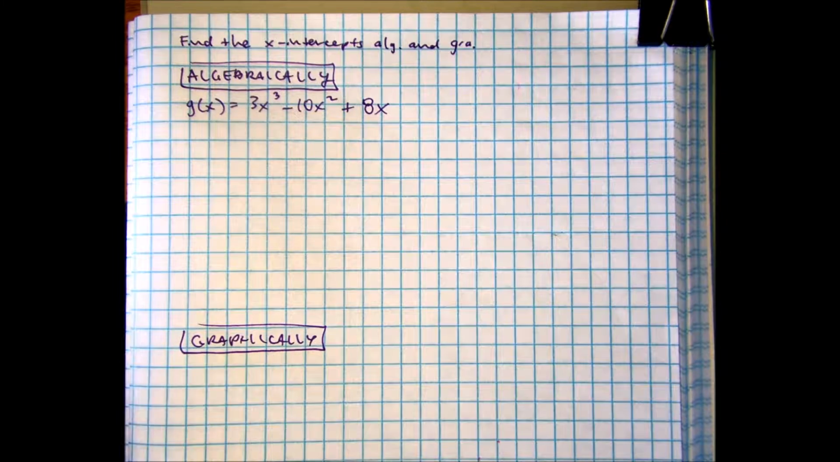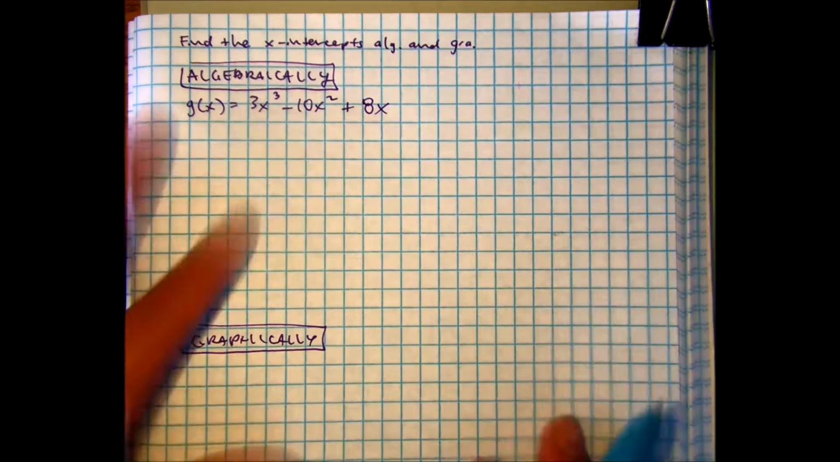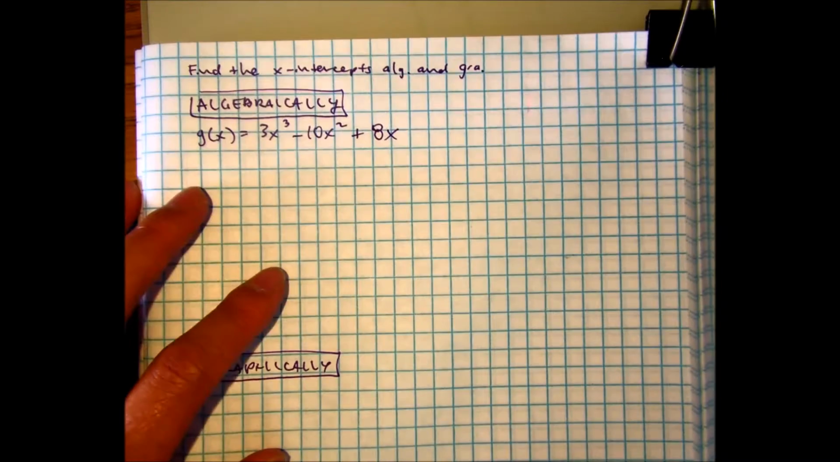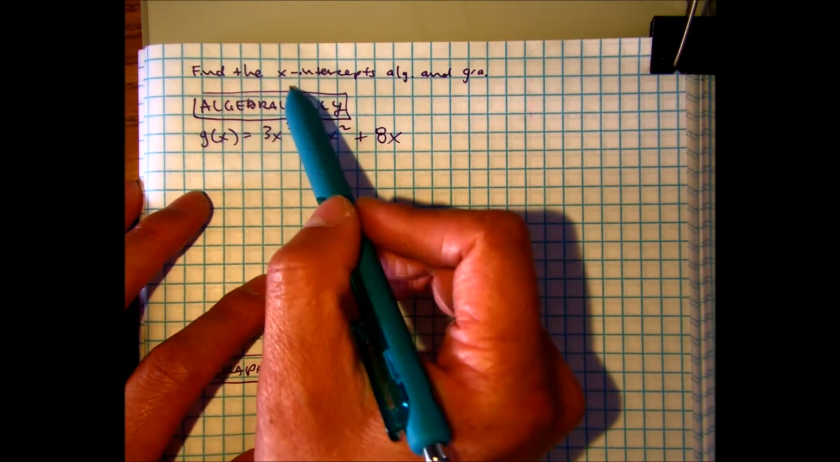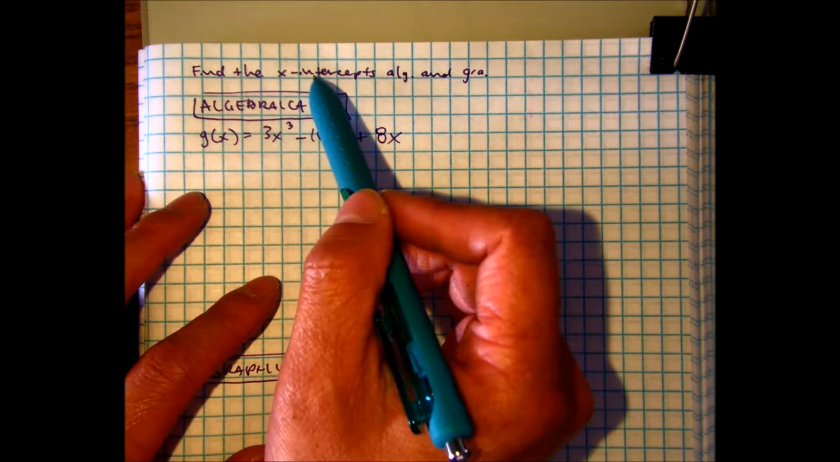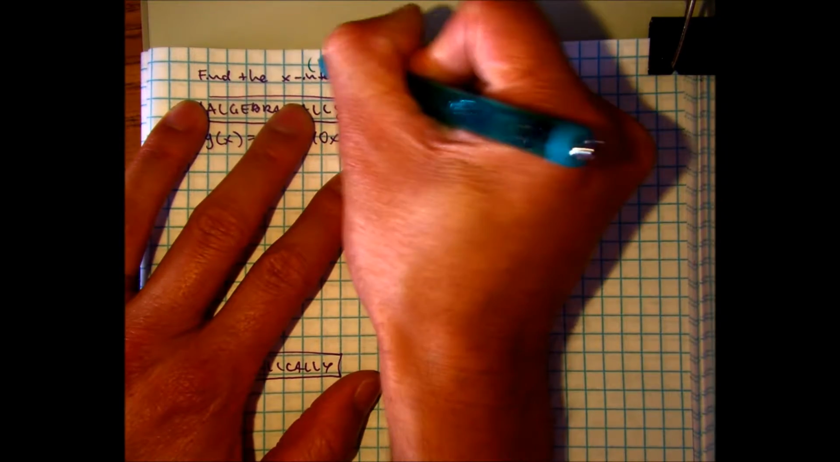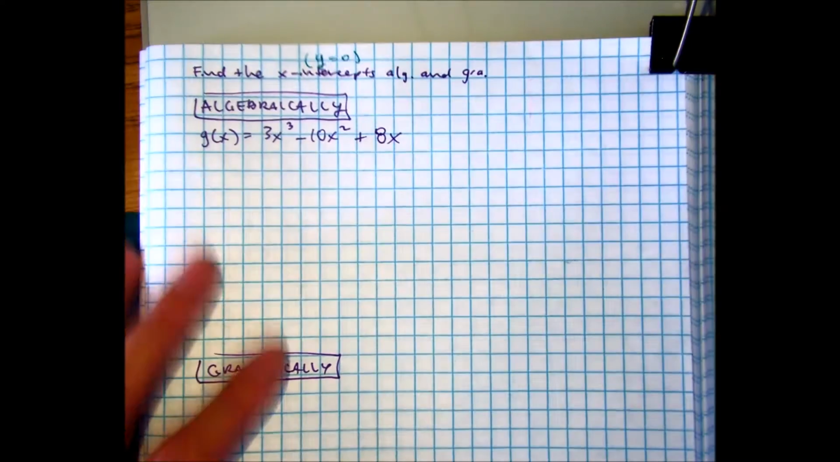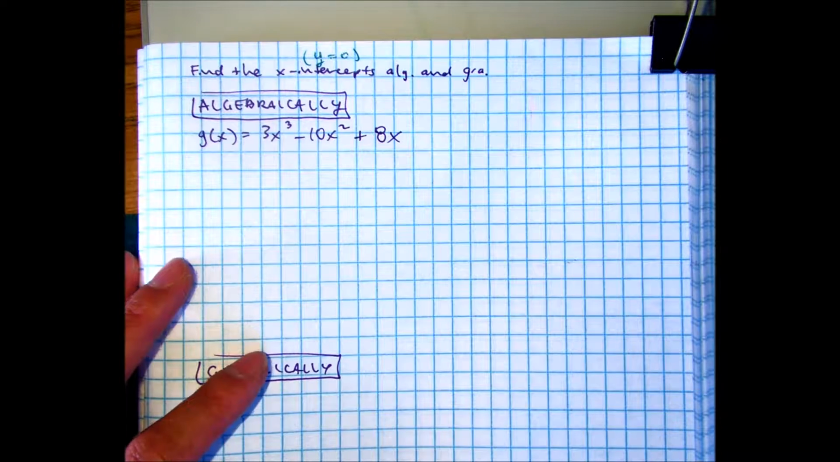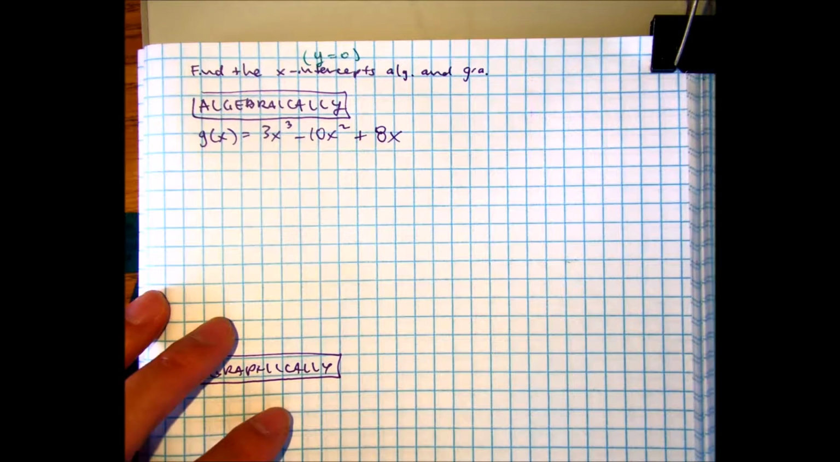Elvis, how do you find an X-intercept? How do you find an X-intercept in general? We're going to set y equal to 0. Oh no, we don't have a y. Put your finger on the y.